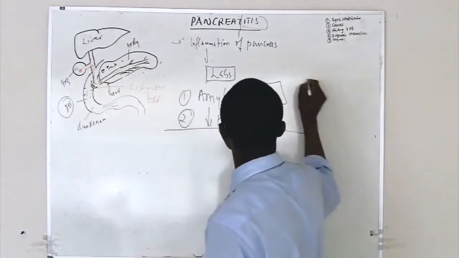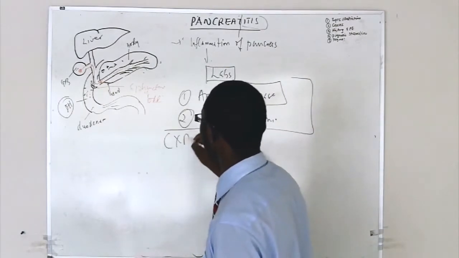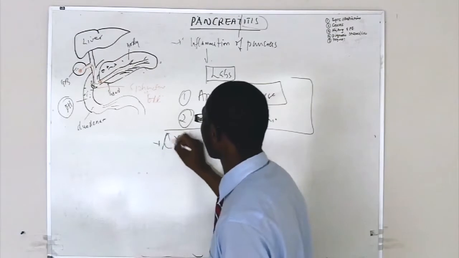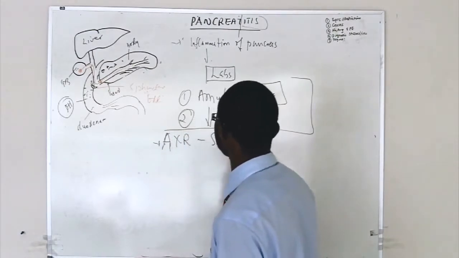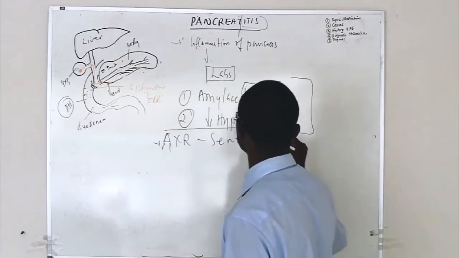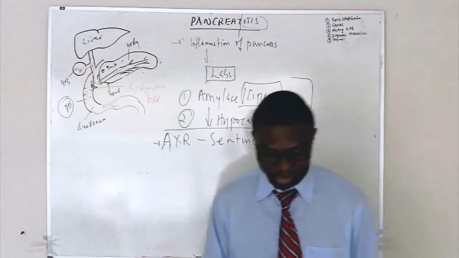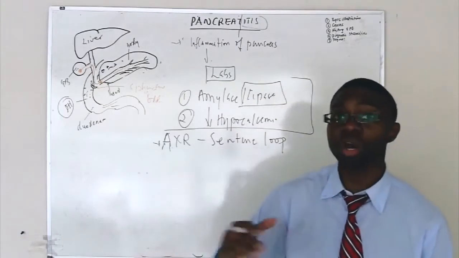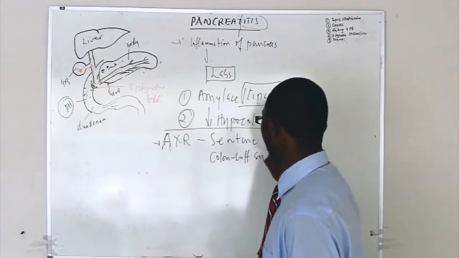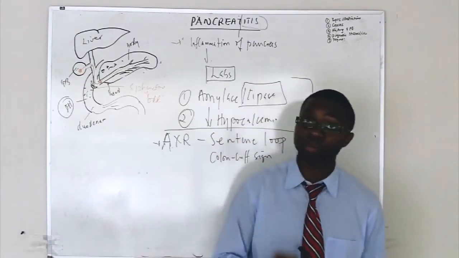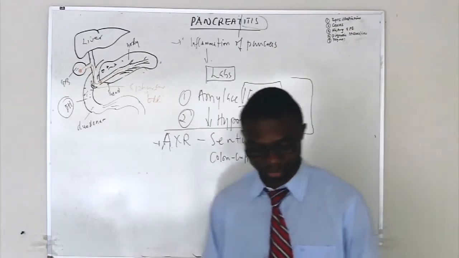So now we ordered the labs. You can get a chest x-ray. Oh, I'm sorry, an abdominal x-ray. Apologies. On abdominal x-ray, you can see a sentinel loop sign, which is specific for acute pancreatitis, or a colon cutoff sign. I don't have images to show you, but I implore you to go on Google, type this in there, and you'll be able to see what I'm talking about.